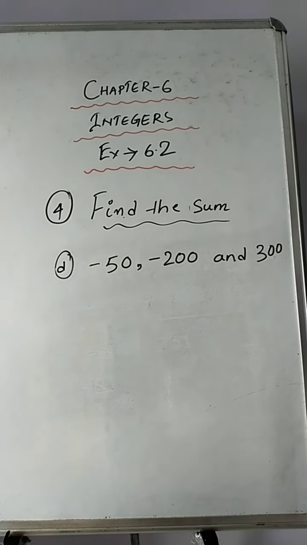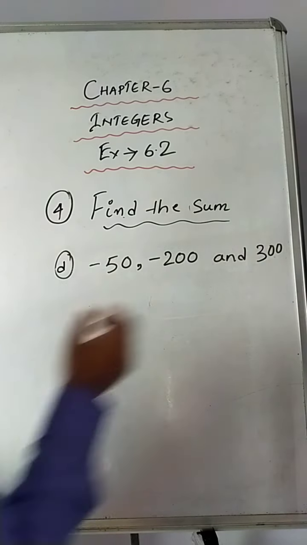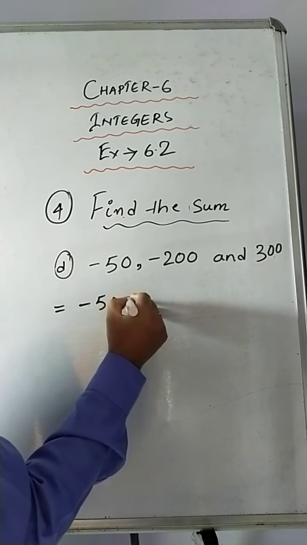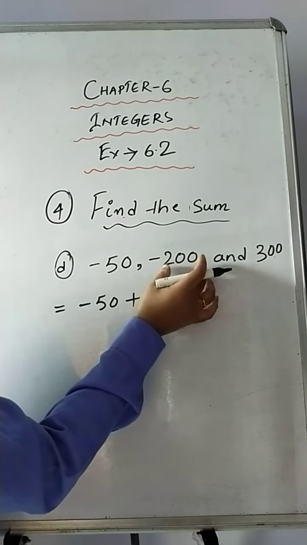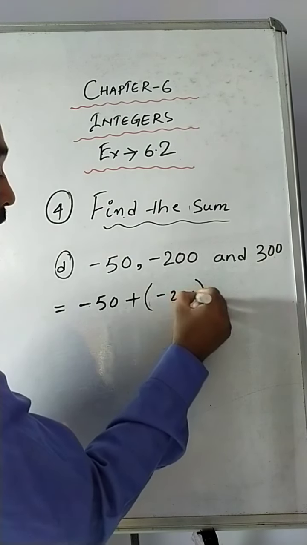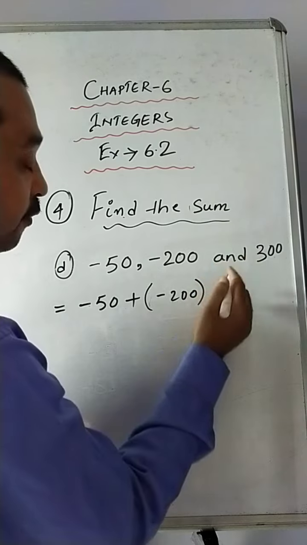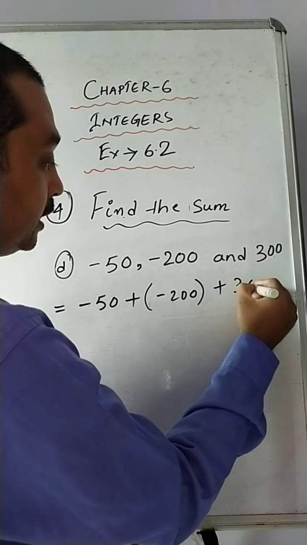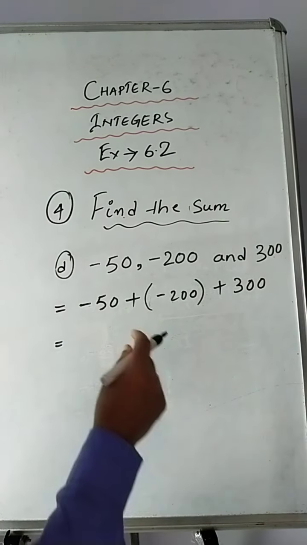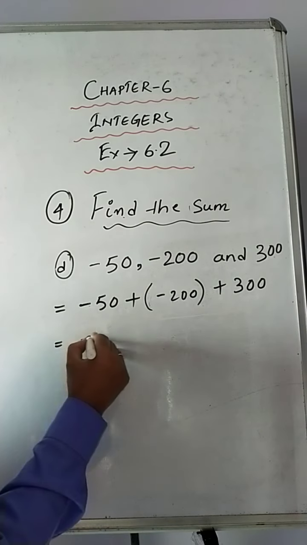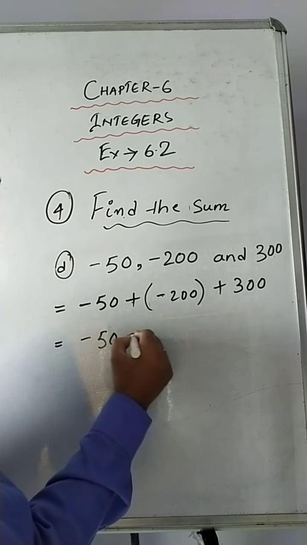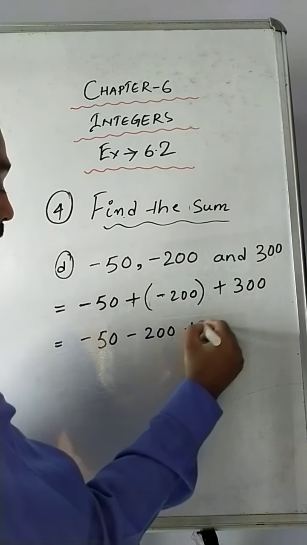Sum number D. Now in sum number D, we have again three numbers. So how to write it? Minus 50, in place of the comma we'll put a plus sign. As this 200 is carrying a negative sign, we'll put this number inside the bracket. Now in place of the comma we'll put a plus sign, then we'll write 300. Now what is the first thing that we have to do? We have to open the bracket first, students. So minus 50 plus minus is what? Minus. So we'll write minus 200 plus 300.